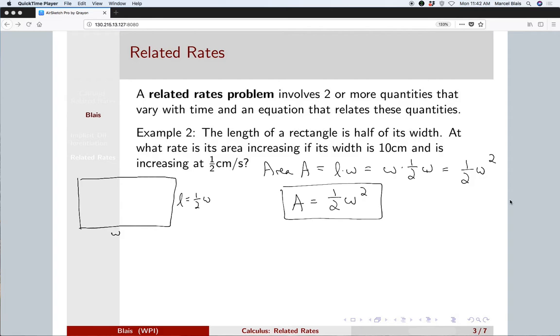Now the idea is this width is going to be increasing. So if the width is changing in time, think of it as you start the clock and this rectangle is growing. If the width is growing in time, so is the area. But the key thing to realize is that this governing equation is always true for any time. So what we can do is think about these rates and then think about how we can use implicit differentiation on this equation to get these rates. So look at the problem.